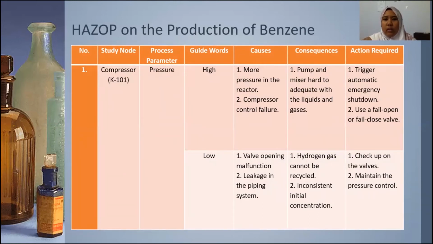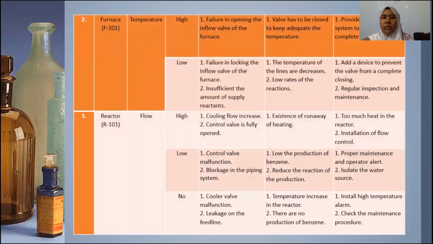For low pressure, it can be caused by valve opening malfunction and leakage in the piping system. As for its consequences, the hydrogen gas cannot be recycled and there is inconsistent initial concentration. Last but not least, for the action required, we need to check the valve and maintain the control pressure. Next is the study node furnace F101.